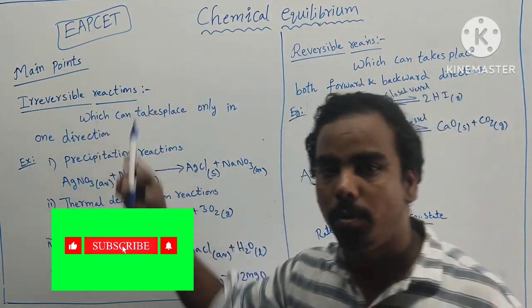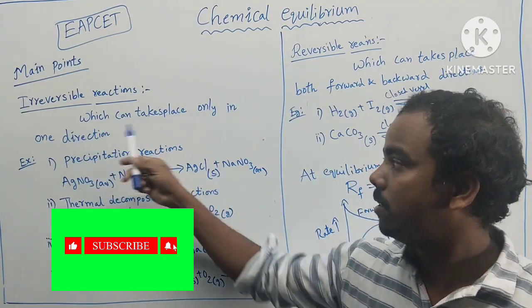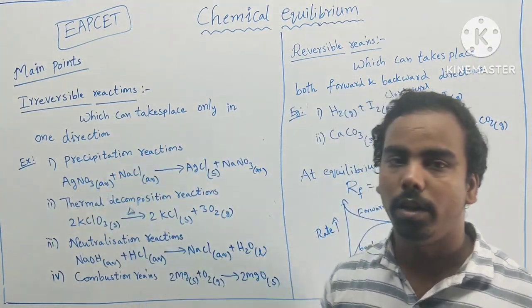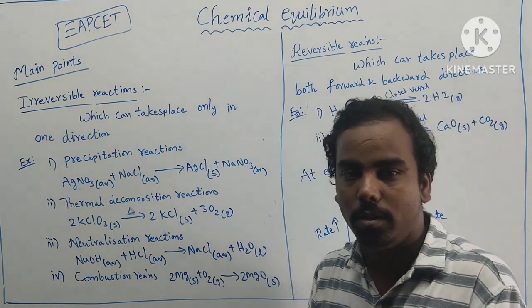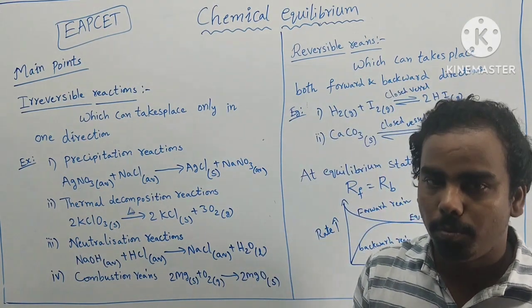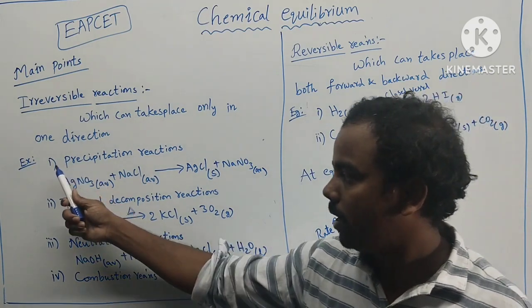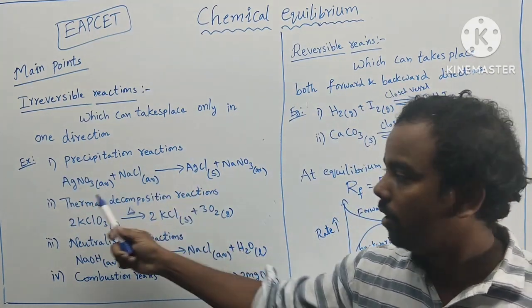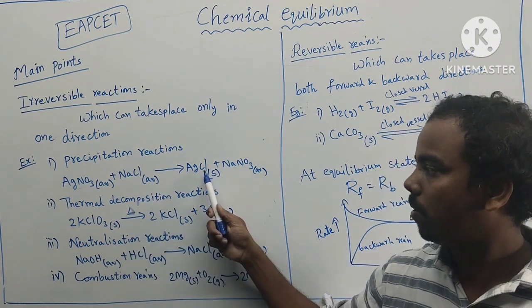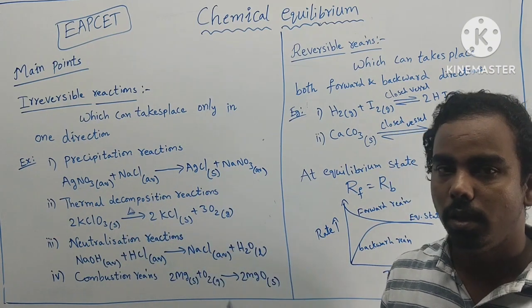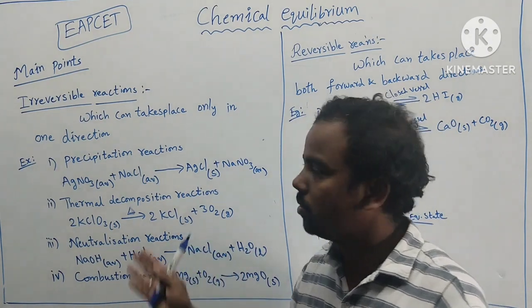So what are irreversible reactions? The reactions which can take place only in one direction. If reactants are converted only to products, those reactions are called irreversible reactions. Example: precipitation reactions. Silver nitrate reacts with aqueous sodium chloride, forming silver chloride solid plus NaNO3 aqueous. It is not a reversible reaction, so it is irreversible.